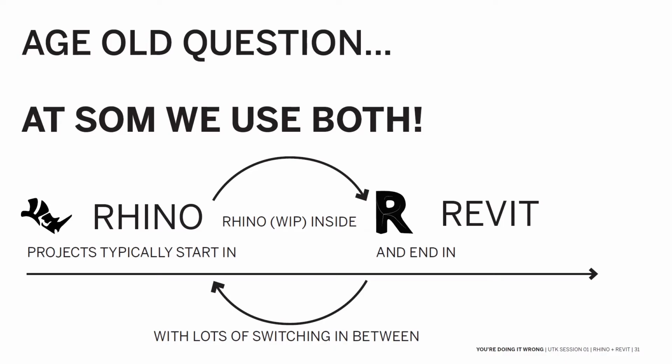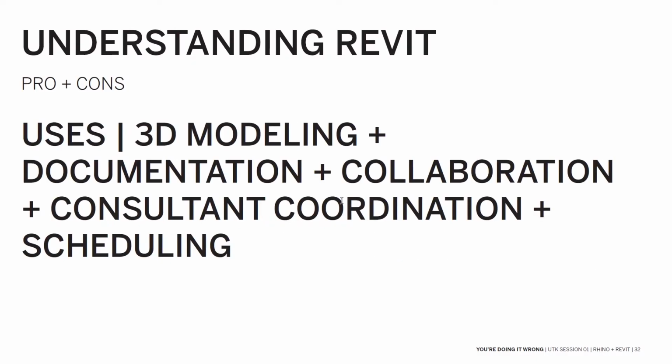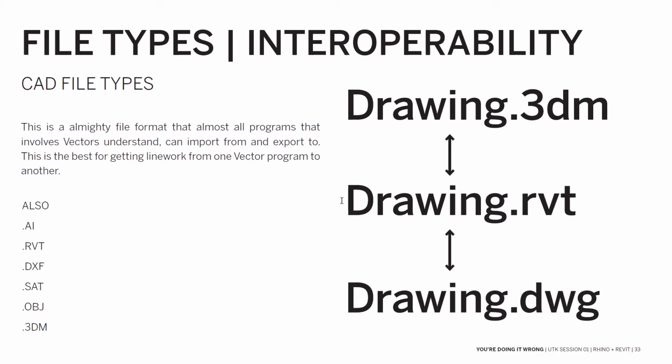So Rhino WIP stands for Rhino Work in Progress, which is a beta version of Rhino 7, which actually allows you to run Rhino inside Revit and have the geometry work together. So pretty cool. We're not there yet. We'll get there in a second. So Rhino is great for 3D modeling, documentation, collaboration with consultants like MEP, structural, etc., and also getting schedules of a project. And then file formats.